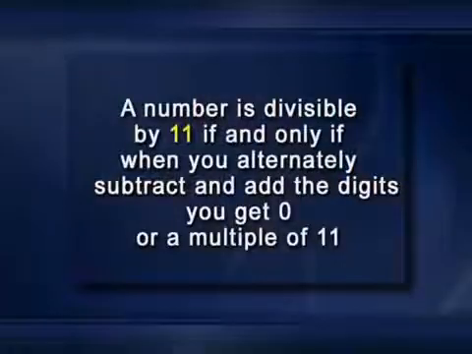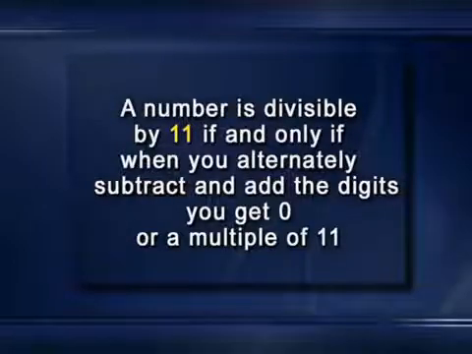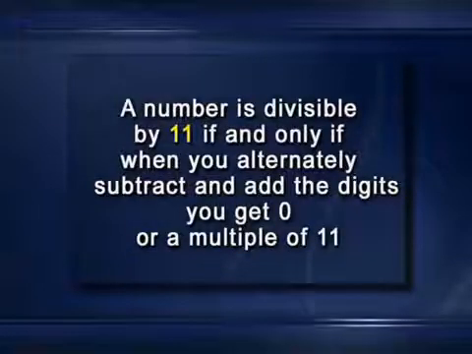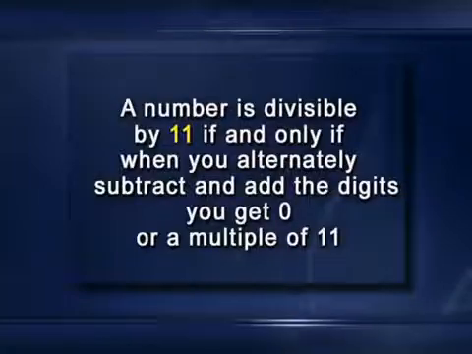Funny things happen when we are 1 more than our base. In base 10, a number is divisible by 11 if and only if, when you alternately subtract and add the digits, you get 0 or a multiple of 11. That's a little redundant because 0 is a multiple of 11.